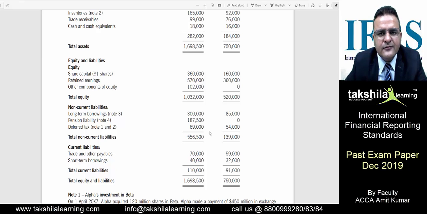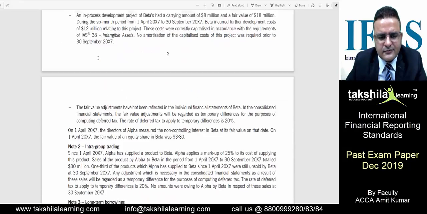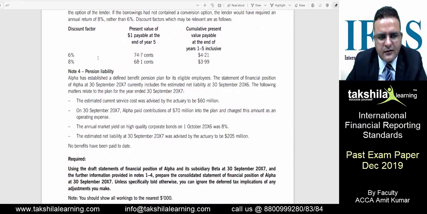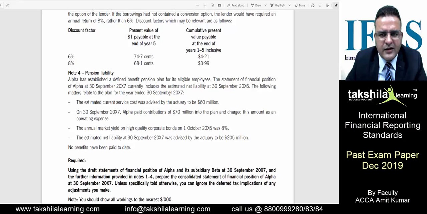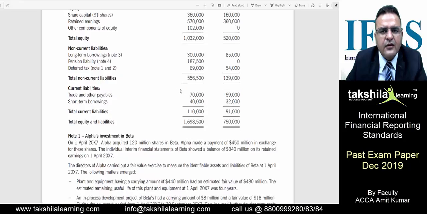Now this line is creating the confusion because we are believing that this is the closing balance as of 30th September 20x7. But by inserting this line, let's read again. The statement of financial position of Alpha at 30th September 20x7 currently includes the estimated net liability at 30th September 20x6. So that means the opening balance is 187,500.